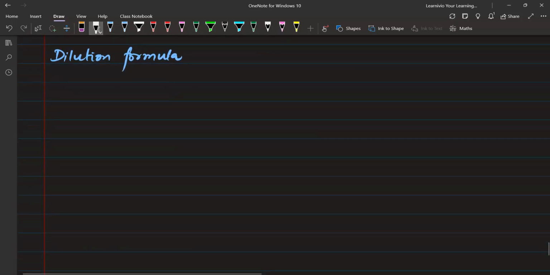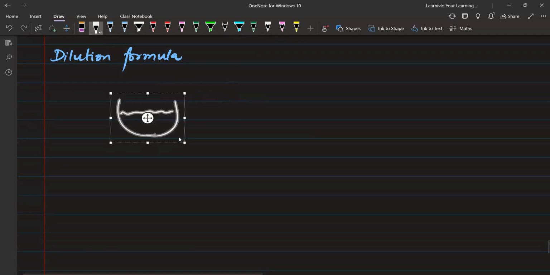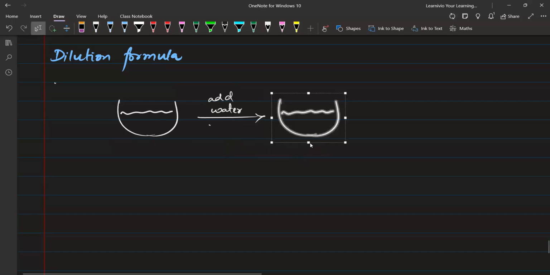Now, what happens in dilution? Suppose we have a container and we add water to it. We add water in this container, and this addition of water is known as dilution. Once you add water, then obviously the volume will increase. But if I have 2 moles initially, and I am not changing the number of moles, I'm just increasing the volume.